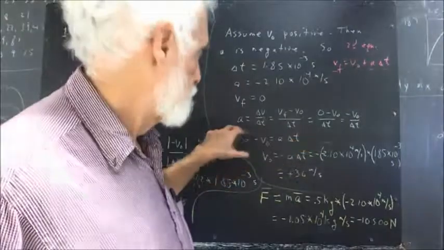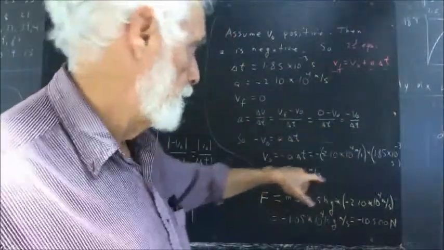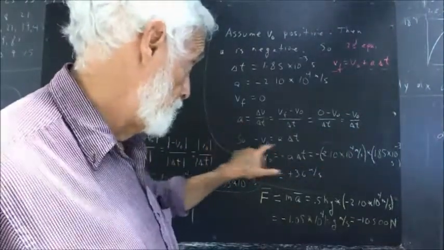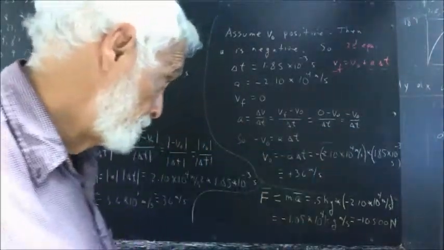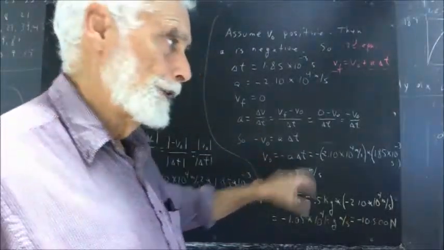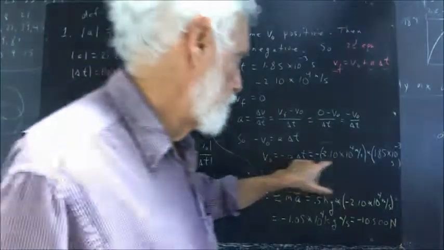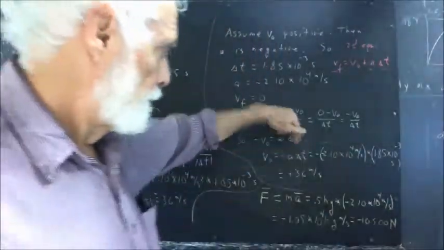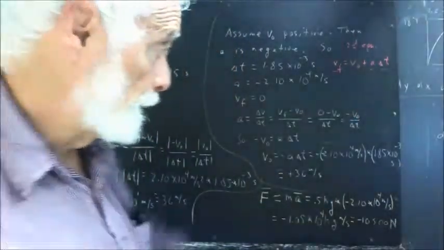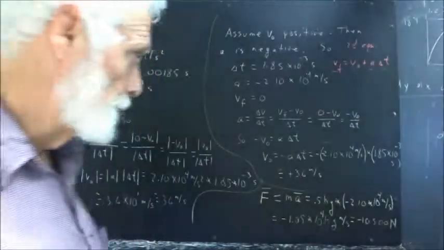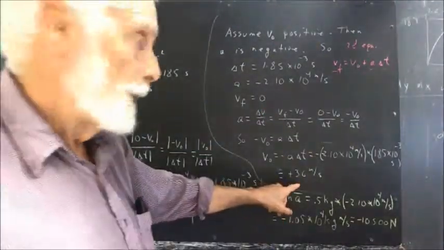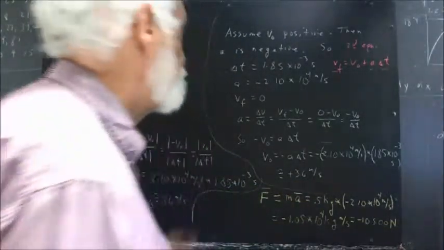Now, if we just take acceleration equals negative V naught over delta T and solve for V naught, well, first we multiply both sides by delta T. We get negative V naught equals A delta T. And then we multiply by negative 1. We get V naught equals negative A delta T. And we can plug in our acceleration and our delta T. We have the negative of the negative 2.10 times 10 to the fourth meters per second squared multiplied by our 1.85 times 10 to the negative third seconds, our 1.85 milliseconds. And again, we get about 36 meters per second.